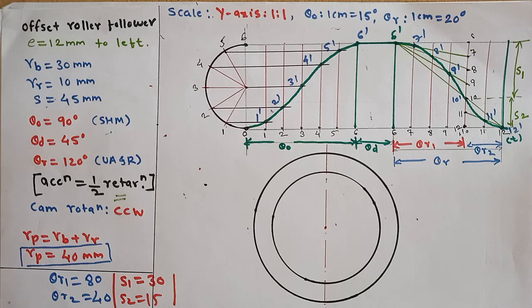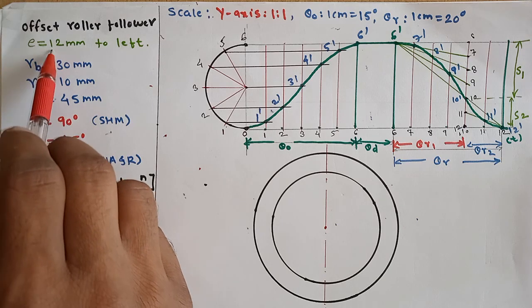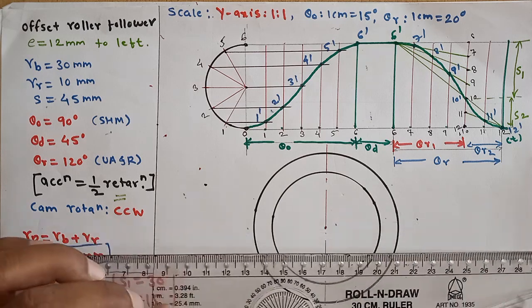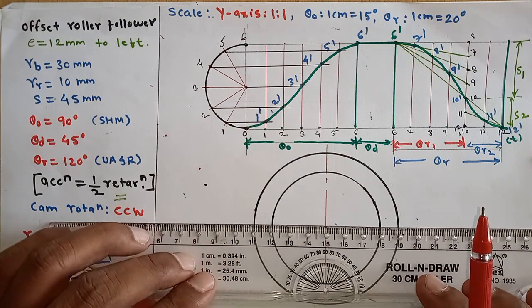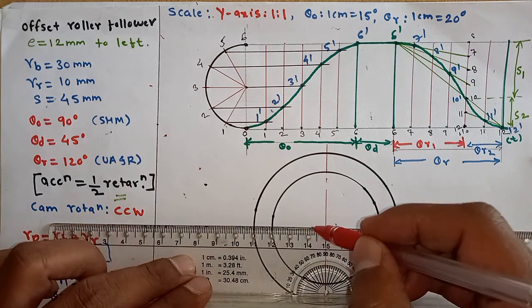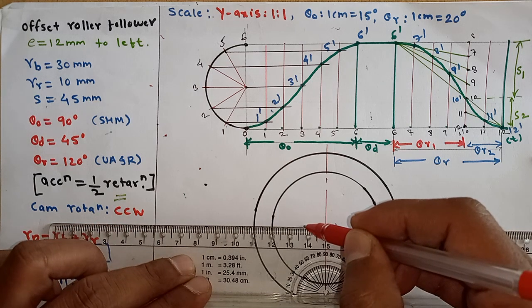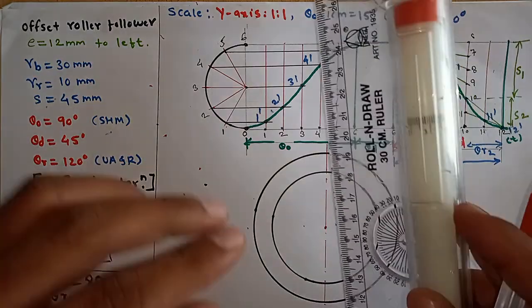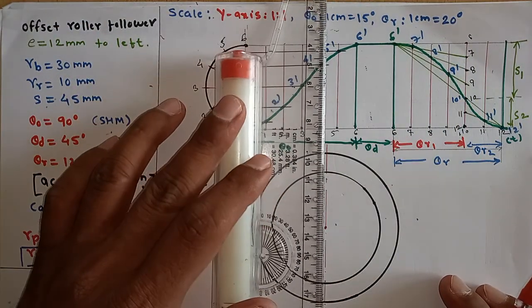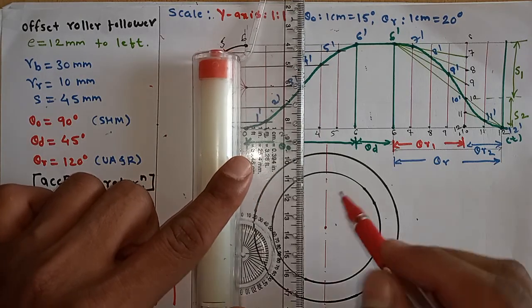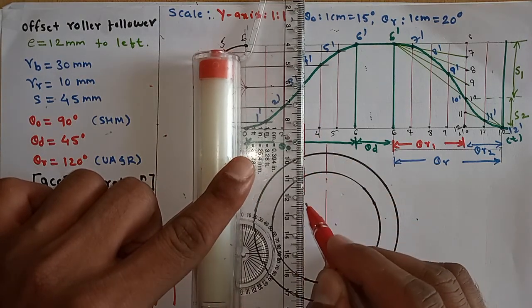Now the offset of the follower is given as 12 millimeters to the left. So 12 mm to the left. I will draw one line parallel to this to represent the line of action of the follower. So this is the line of action of the follower.